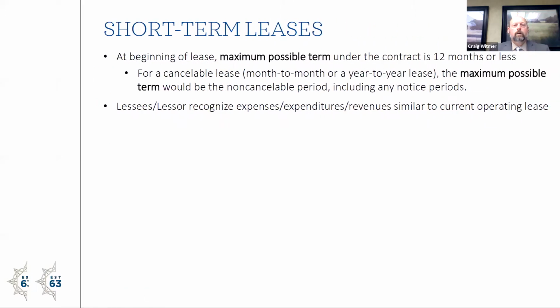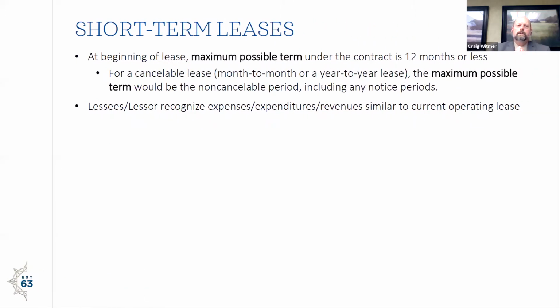So the next slide, you may have heard of short-term leases. If it's a short-term lease, we don't necessarily need to worry about all the mechanics of this complex accounting. You may have short-term leases, but what is a short-term lease? What is that definition? And there's some difference from what we just talked about. A short-term lease is one where, at the beginning of the lease, the maximum possible term under the contract is 12 months or less. For a cancelable lease, you might have a month-to-month lease or a year-to-year lease. That maximum possible term would be the non-cancelable period, including any notice periods.